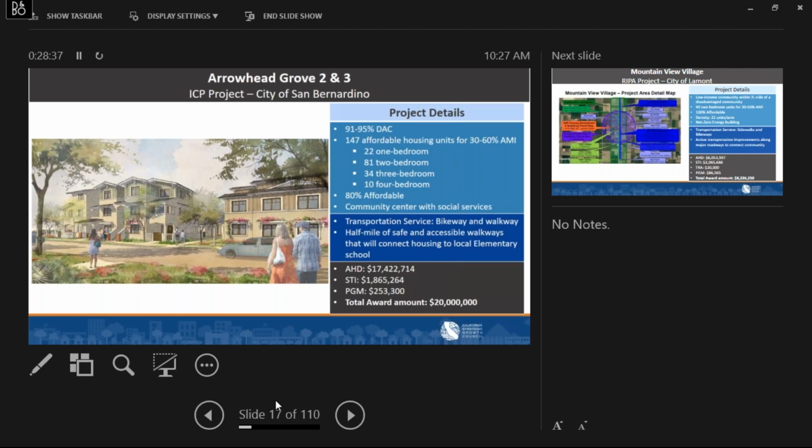And then we have the Arrowhead Grove project. This is an ICP project, so it had qualifying transit, but not high quality transit. It is also in a disadvantaged community. It provided 147 affordable housing units for 30 to 60% area median income. It is at 80% affordability, so 20% of the units are market rate. It includes a community center with social services for residents. The transportation included bikeway and walkway improvements, including a half mile of safe and accessible walkways that connects the housing to a local elementary school. This project received the full $20 million, with $17 million going towards the housing component and the remainder going towards sustainable transportation infrastructure and programming costs.